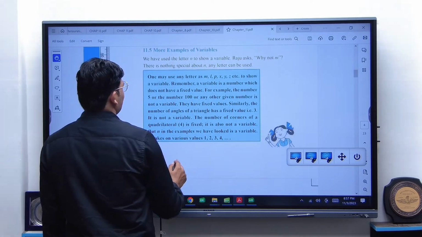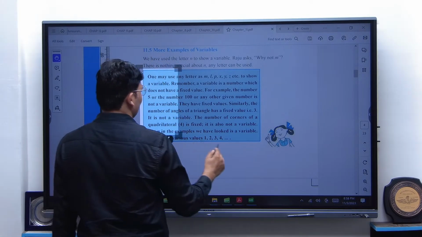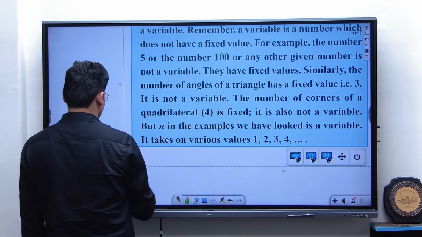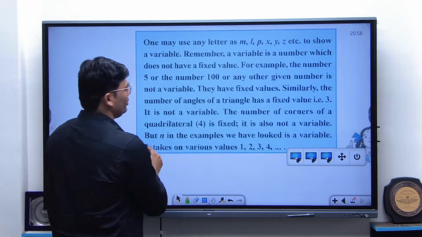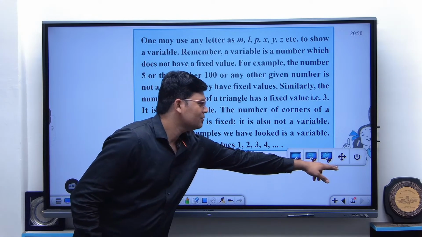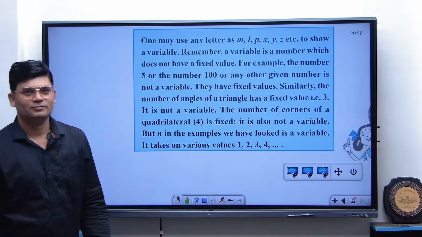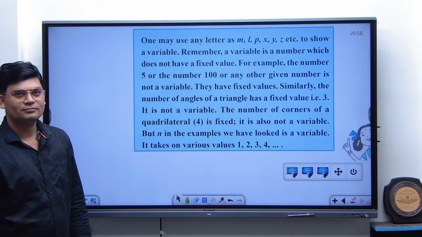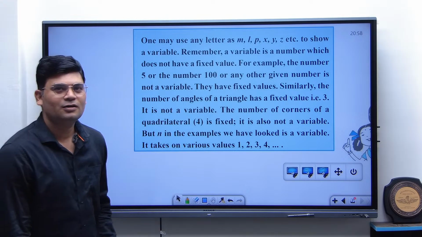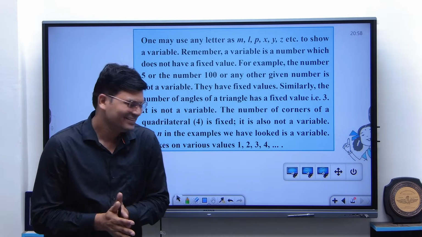Okay, so more examples of variable. One may use any letter. So I want you to read this, okay? Let me make you do some work now. Okay, can you read this? And please read it slowly. Don't be too fast. Okay. So out loud or just? You have to read it loud, dear, not in your mind.